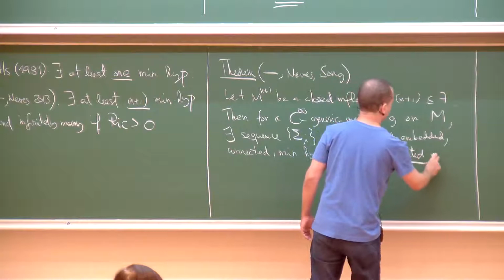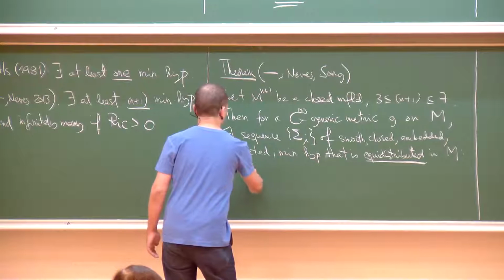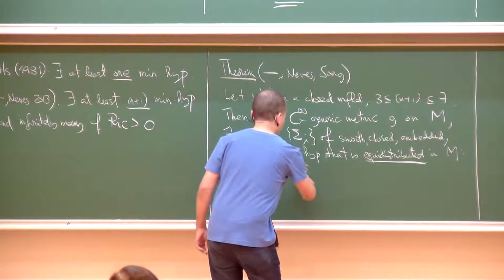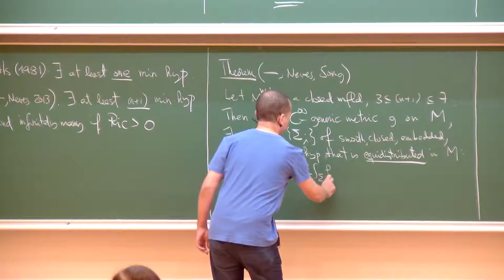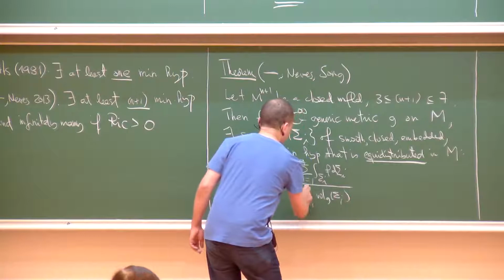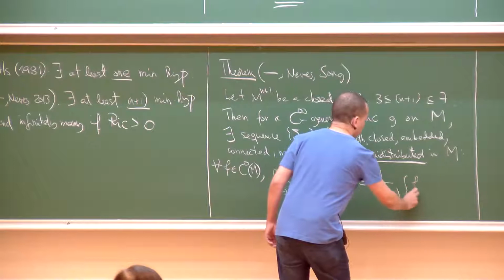And this is the key word here, M. And the equidistribution property means that if you give me any continuous function f on the manifold, if I integrate my function f over the first q minimal hypersurfaces, and if I divide by the total volume, so if I take the sum i going from 1 to q of the integral over sigma i of f, and if I divide that by the total volume, so the sum of the volumes of the sigma i's, the limit as q goes to infinity recovers the average of the function on the whole manifold.